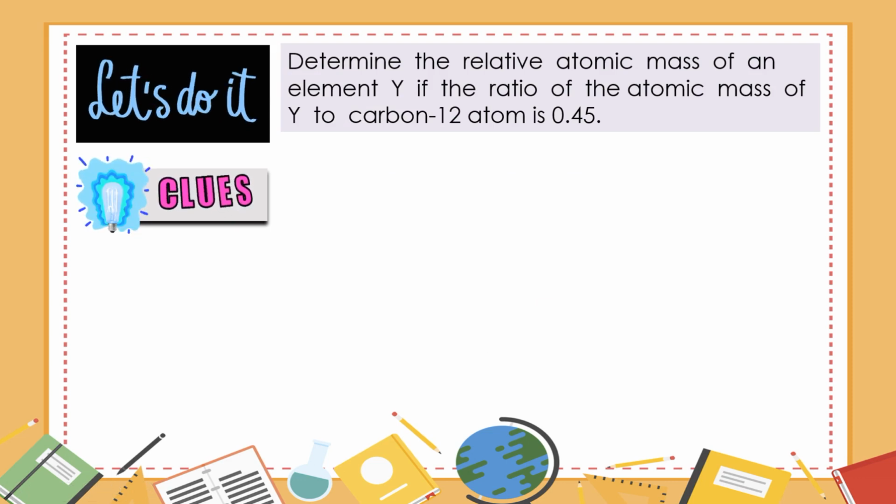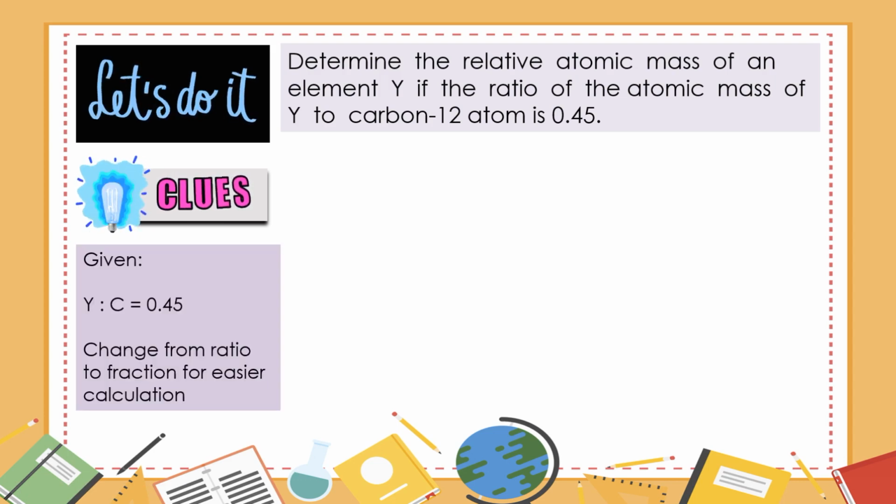For the second question, determine the relative atomic mass of an element Y if the ratio of the atomic mass of Y to carbon-12 atom is 0.45. Right, so the clue that we can find in this question is, okay, ratio of Y to carbon is equal to 0.45. So in terms of ratio, it's difficult to perform calculation. Therefore, you have to change from ratio to fraction for easier calculation.